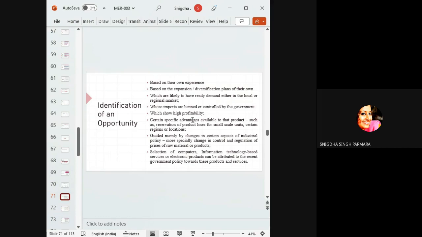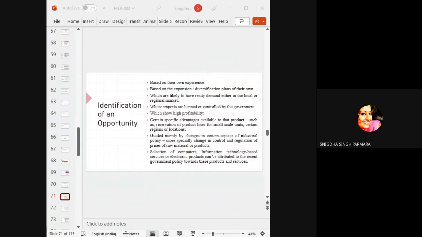So how can an opportunity be identified? It can be identified based on the experiences of the entrepreneurs, based on the expansion or diversification plans that they have, then based on the local demand that is arising. Then they can find an opportunity when certain imports are banned or controlled by the government. For instance, recently, a lot of products that were previously imported from China have been banned. So Indian entrepreneurs can think of venturing into such sectors.